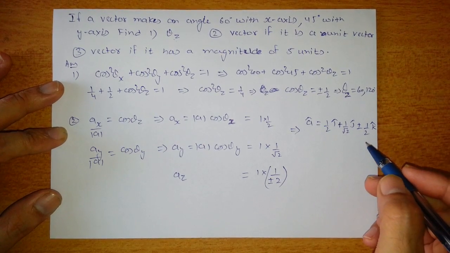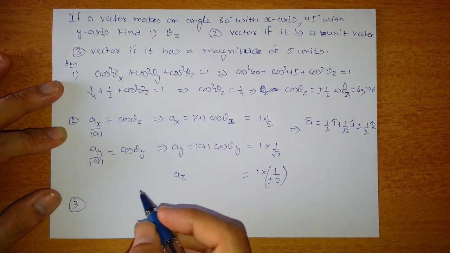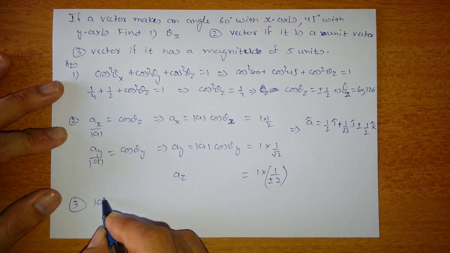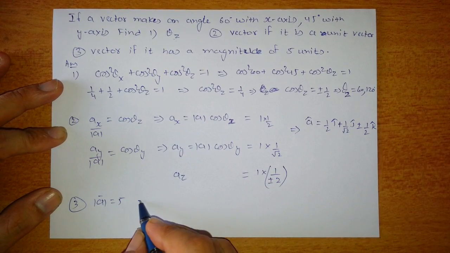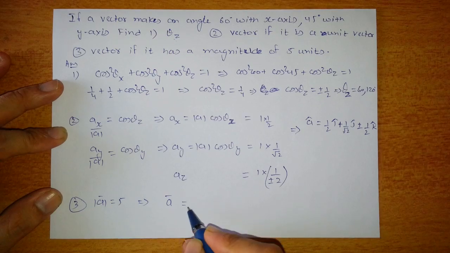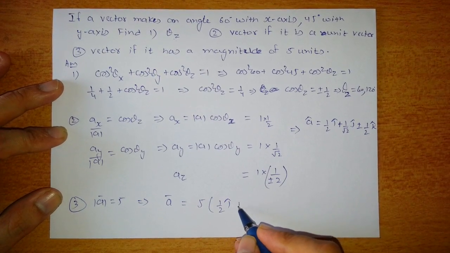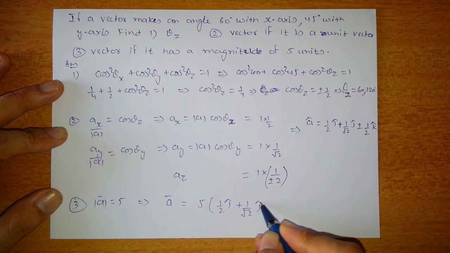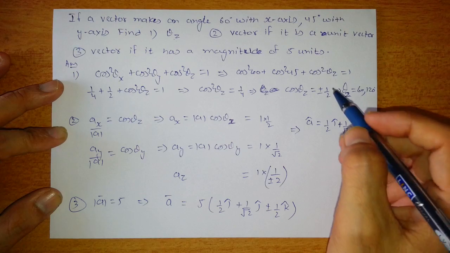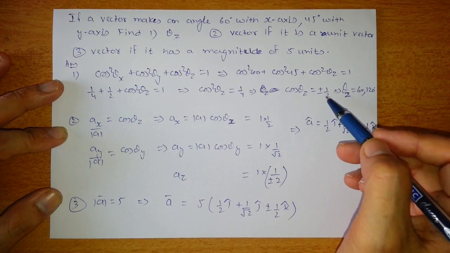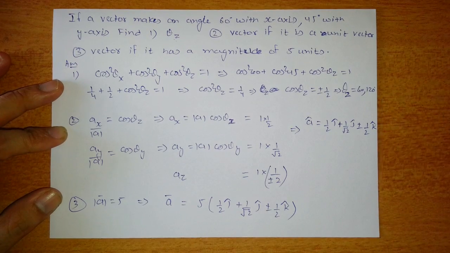This is a unit vector, and if the magnitude of a is 5, we can just multiply these components by 5. The vector a will be 5 times half i cap plus 1 by root 2 j cap plus or minus half k cap. Just take care of this plus minus, it's very important, and there will be two values of theta z. Just take care of that. Thank you.